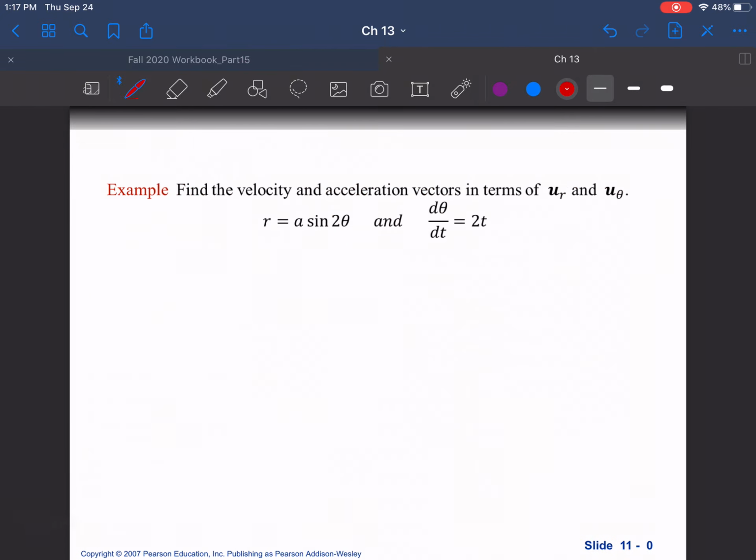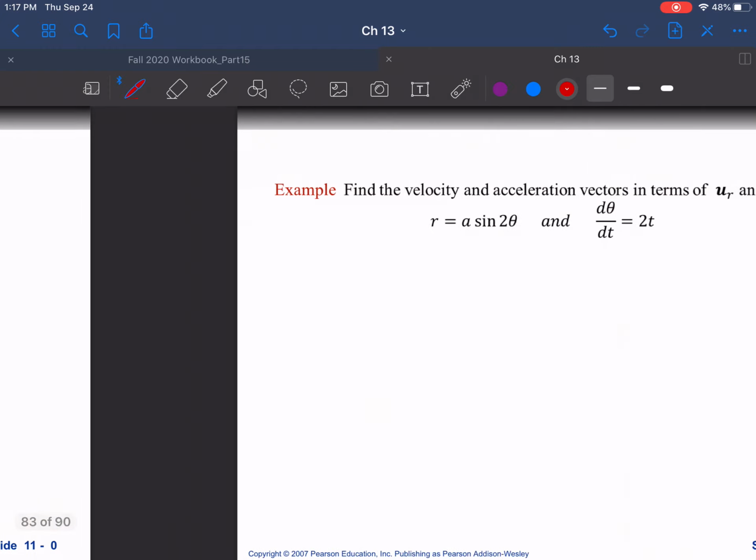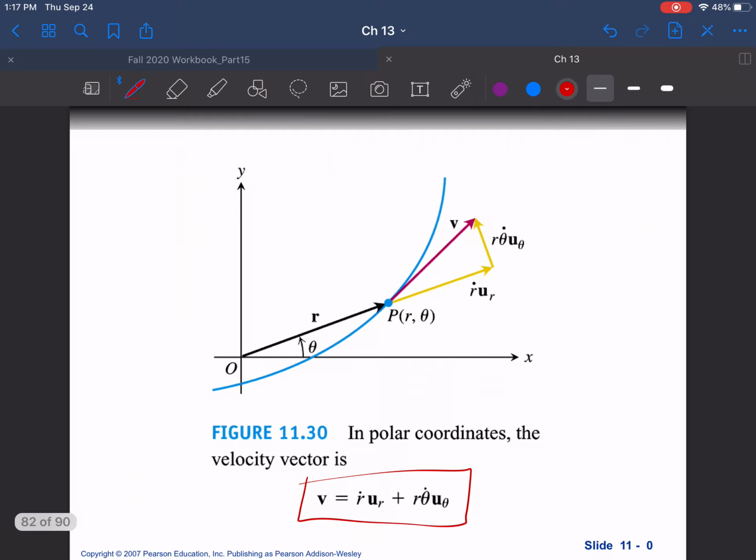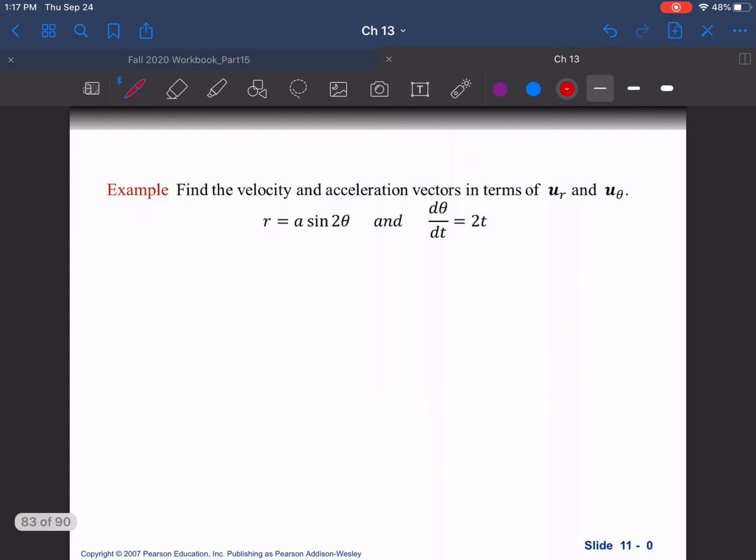We want UR and U theta, and so to find the velocity, it's jumping all over the place here. To find this velocity vector, we're going to do this right here. So we need R dot, and we need an R dot and a theta dot, and we have d theta dt is 2t. So R dot is going to be a time derivative of that, right? So this is dr dt, which is going to be dr d theta times d theta dt, like that.